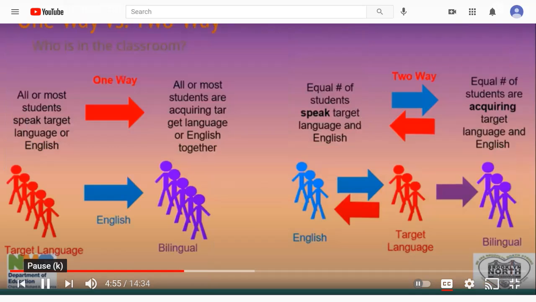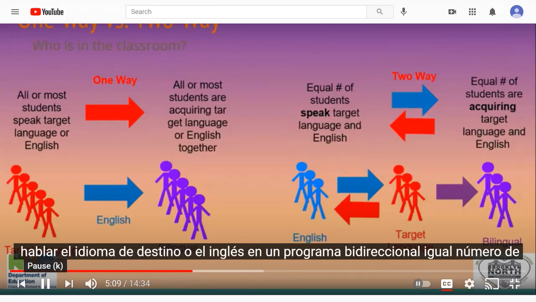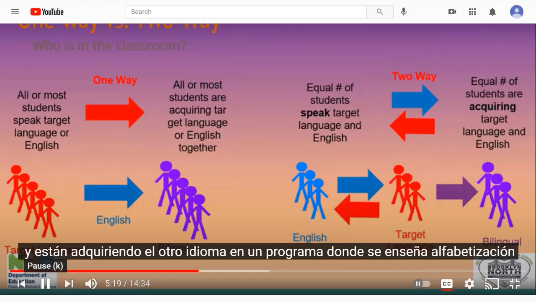Usually, whether a program is one-way or two-way is decided by the population of the school and the surrounding community. In a one-way program, all or most of the students speak the target language, or English. In a two-way program, equal numbers of students speak the target language and English and are acquiring the other language.